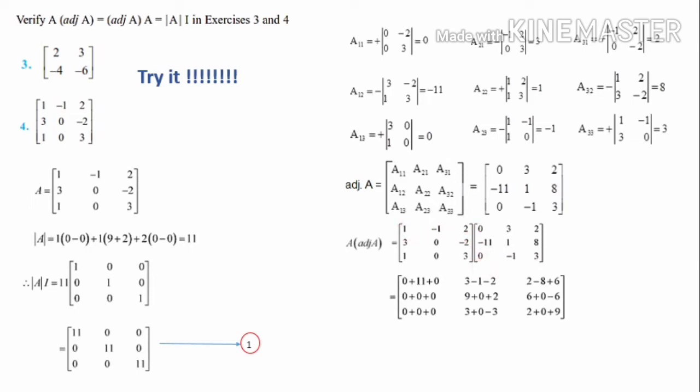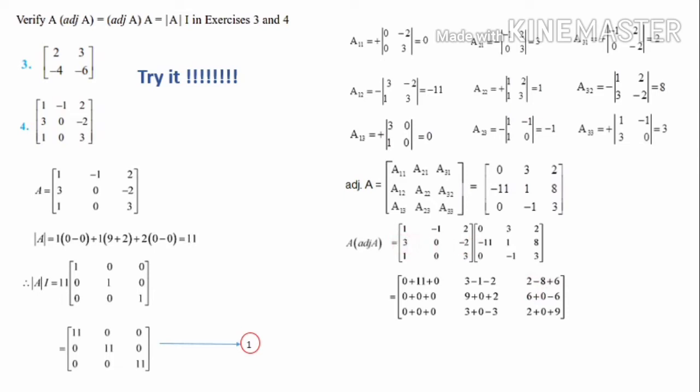1 into 0 is 0. Minus 1 into minus 11, that is plus 11. Then 2 into 0 is 0. The first element is there. Then first row, second column: 1 into 3 is 3, minus 1 into 1 is minus 1, then 2 into minus 1 is minus 2. Again first row, third column: 1 into 2 is 2, minus 1 into 8 is minus 8, 2 into 3 is 6. So 2 minus 8 plus 6.